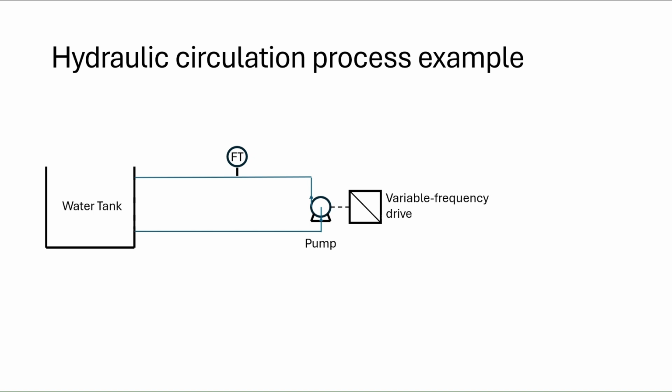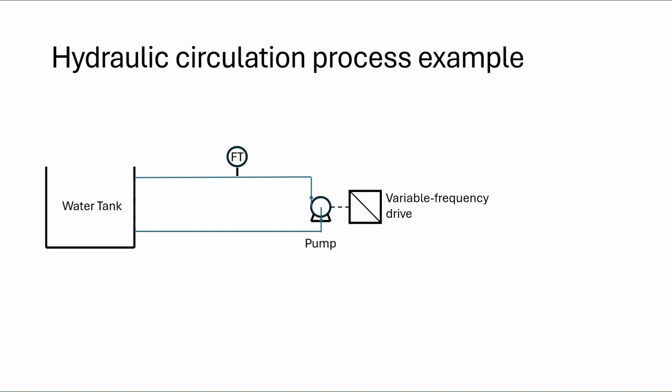So we have that analog output then, and then the other signal that we have is from the flow transmitter. We actually have an analog input from there. So let's also say that's a 4 to 20 milliamp input. So summarizing, we have an analog input and an analog output.